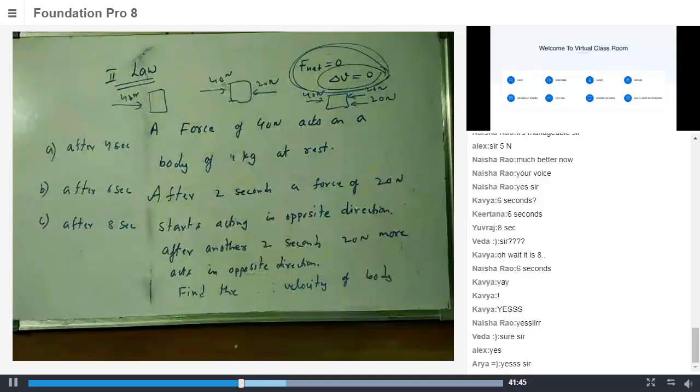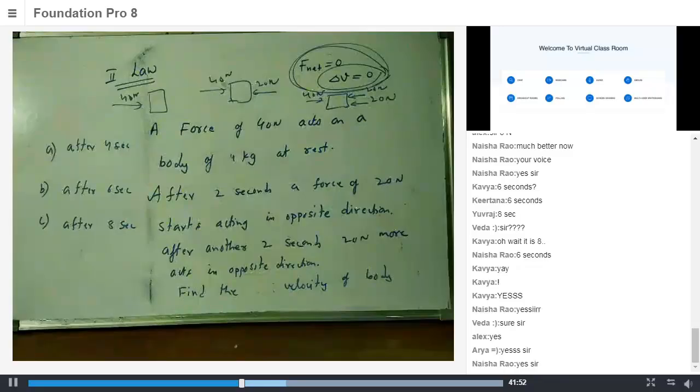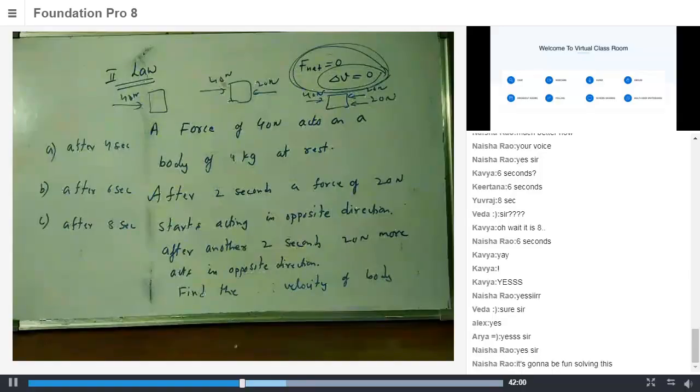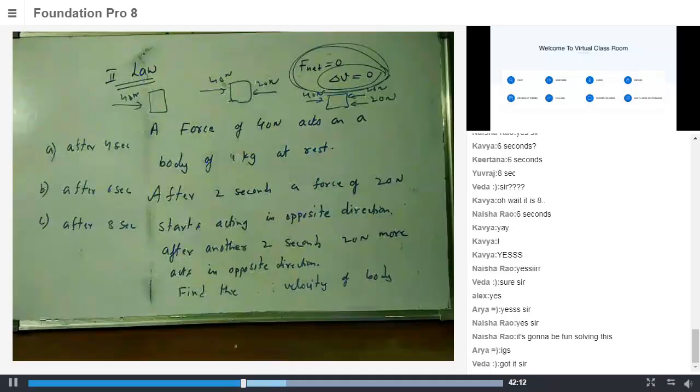Any doubt in the question? You understood? A 40 Newton force starts acting and continues to act on the body. After 2 seconds, what is happening? A 20 Newton force acts in the opposite direction. After another 2 seconds, another 20 Newton acts in the opposite direction. You are required to find the velocity of the body at 4 seconds, 6 seconds, and 8 seconds. Very good. So let's see who would get the answer for this.